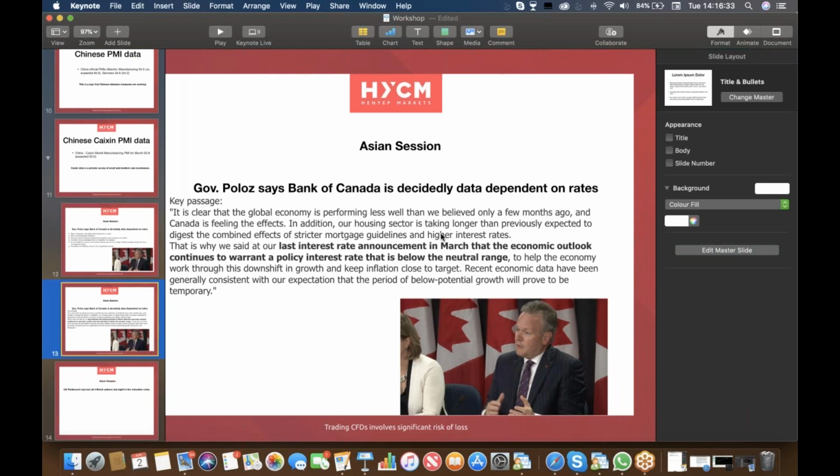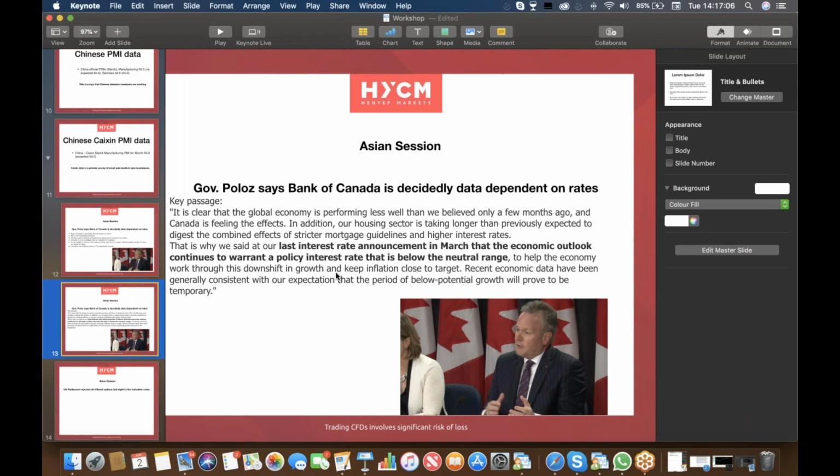Now, he also said it's clear that the global economy is performing less well than we believed only a few months ago, and Canada is feeling the effects. So that's bearish. It says, in addition, our housing sector is taking longer than previously expected to digest the combined effects of stricter mortgage guidelines and higher interest rates. That's why we said at our last interest rate announcement in March that the economic outlook continues to warrant a policy interest rate that is below the neutral range to help the economy work through this downshift in growth and to keep inflation close to target.